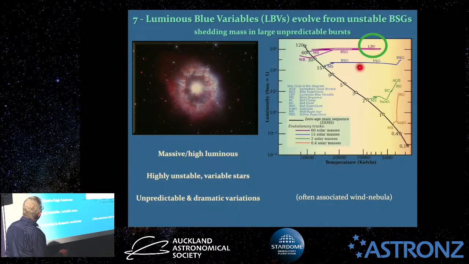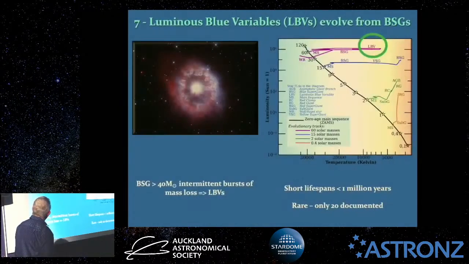And here it is on the Hertzsprung-Russell diagram. They're very similar luminosity to their other stars, but they're a lot cooler when they're going through these bursts. So massive, highly luminous, very unstable, and they're variable stars, meaning their brightness is increasing and decreasing. As I mentioned, unpredictable and quite dramatic. Also associated with these wind-driven nebulas here. So that's luminous blue variables.